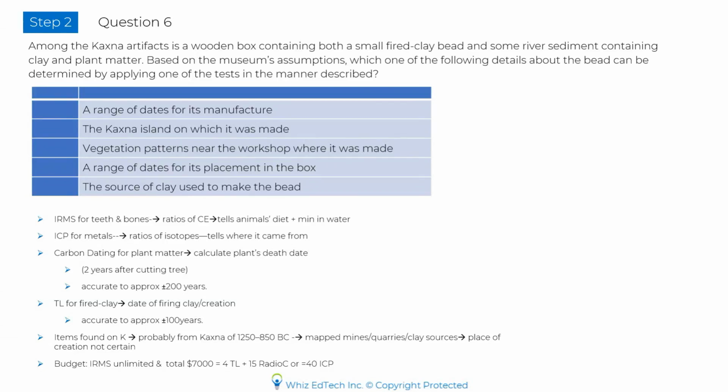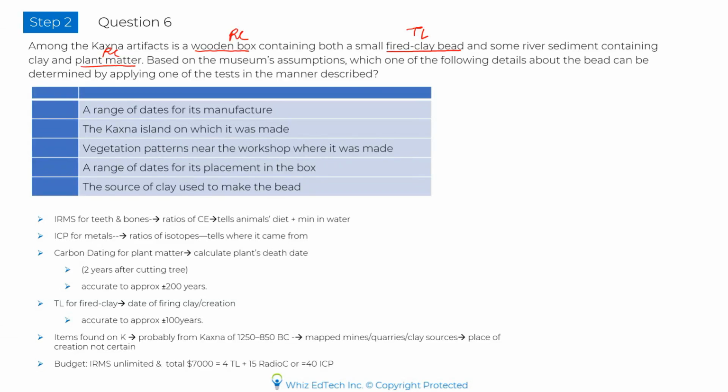Among the Kaksna artifacts is a wooden box. So wood means we're talking about radiocarbon dating, containing both a small fired clay bead. Okay, so we are talking about radiocarbon dating here. We're talking about a TL here, and some river sediment containing clay and plant matter. So we are also talking about some radiocarbon here. And the clay anyways is again, but we don't know whether only clay can be tested or not. We know fired clay can be tested.